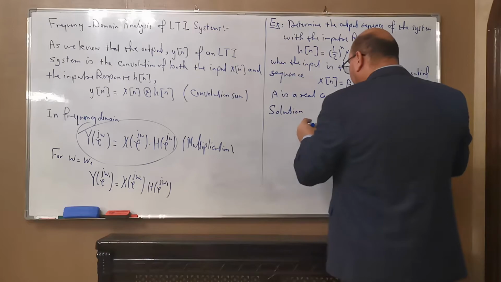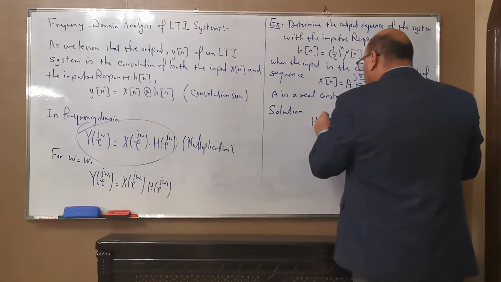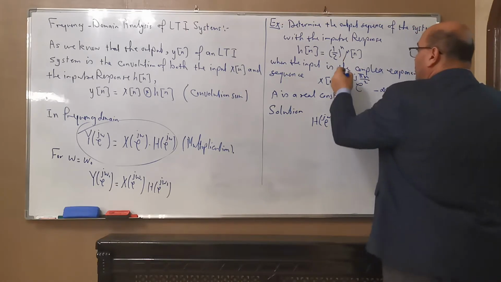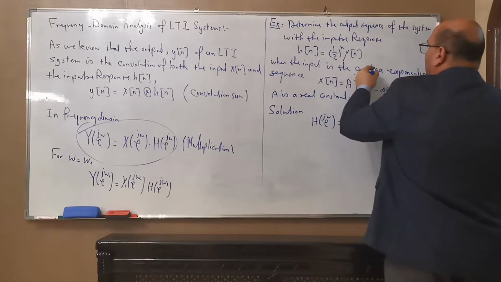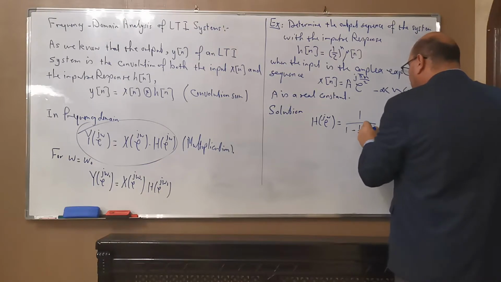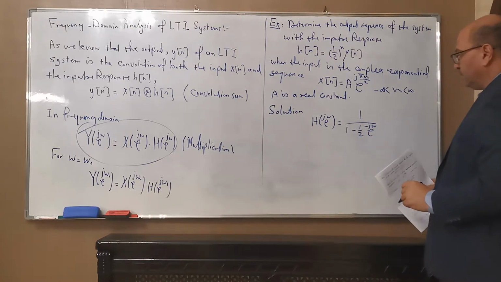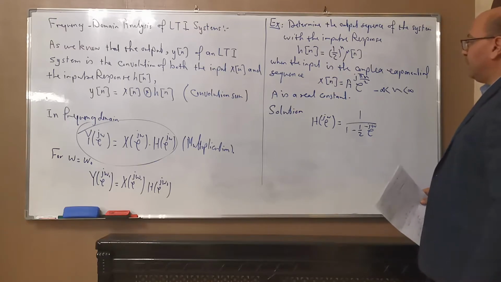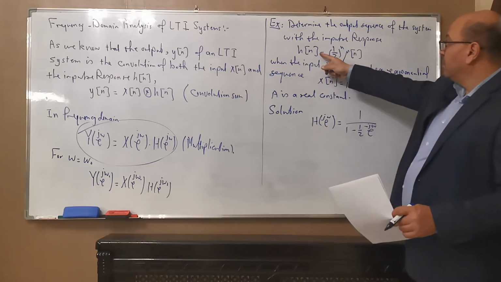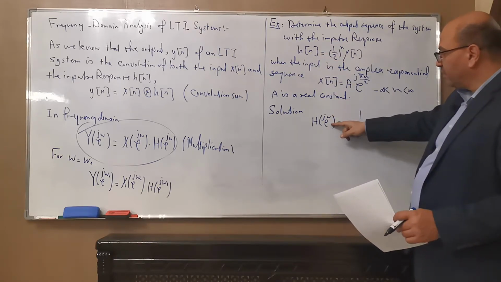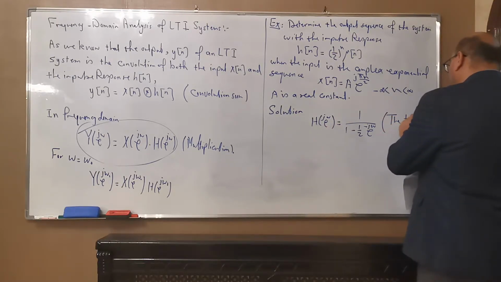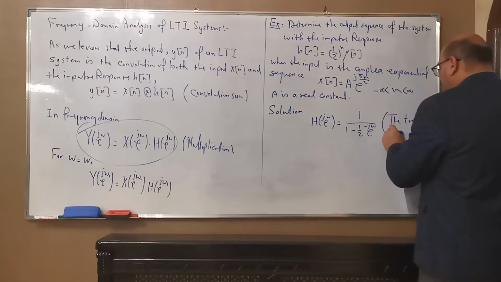And H of e^jω, for this system, it is known that this is α^n, and α is 1/2, so this one is 1 over 1 minus 1/2 e^(-jω), okay? So this is our impulse response. Actually there is a special name for the transformation of the impulse response in the frequency domain. This H is called the transfer function.